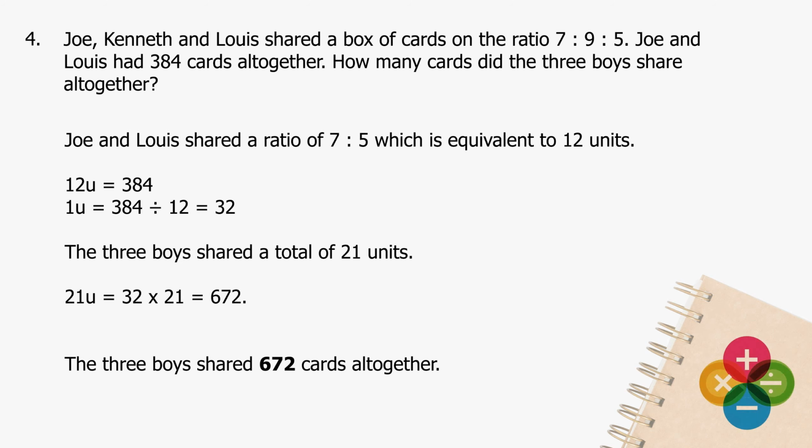Joe and Louis shared a ratio of 7:5, which is equivalent to 12 units. 12 units is equal to 384. 1 unit will be, divide 384 by 12, and the quotient is 32. The 3 boys shared a total of 21 units. 21 units will be, multiply 32 by 21, and the product is 672. The 3 boys shared 672 cards altogether.